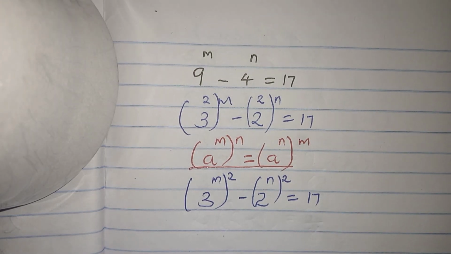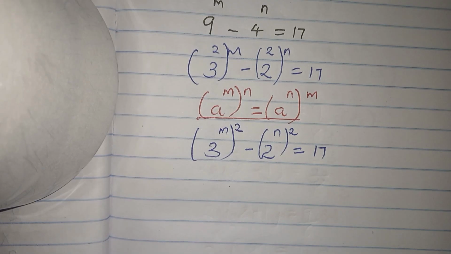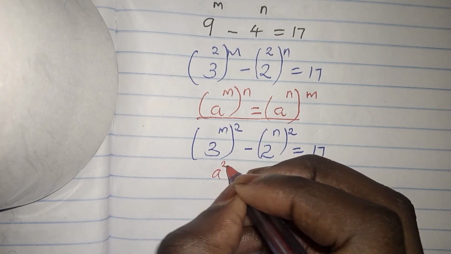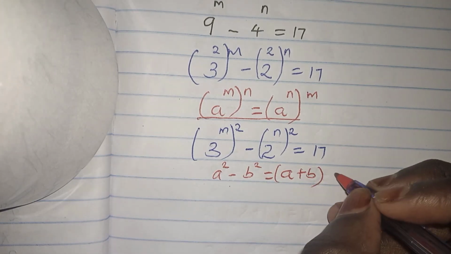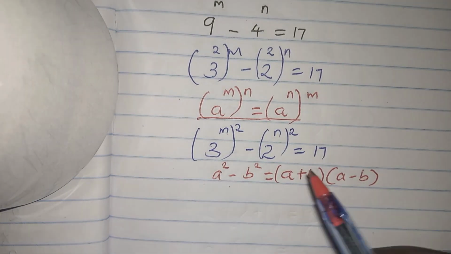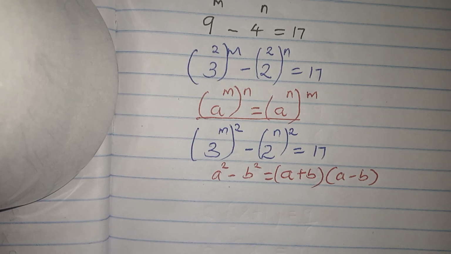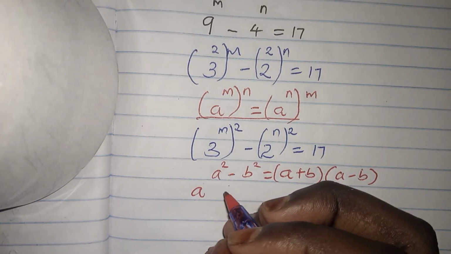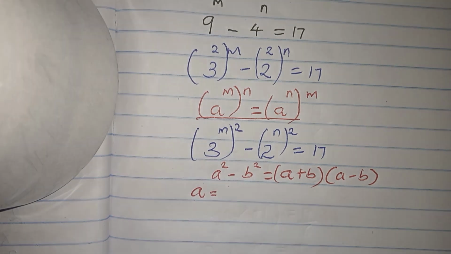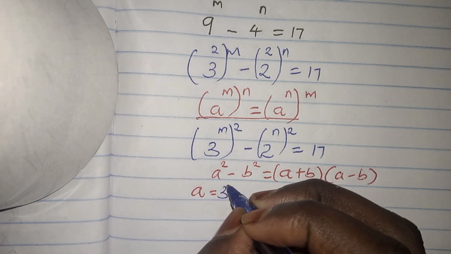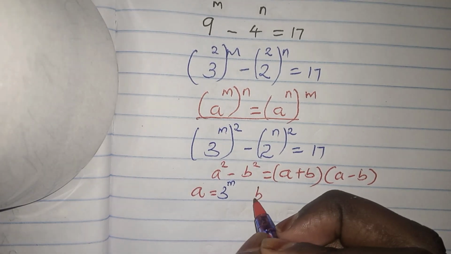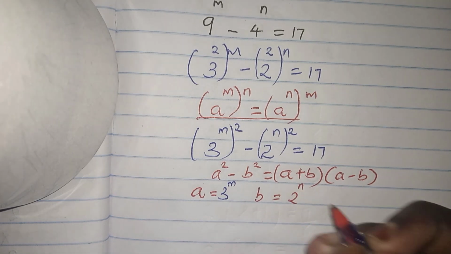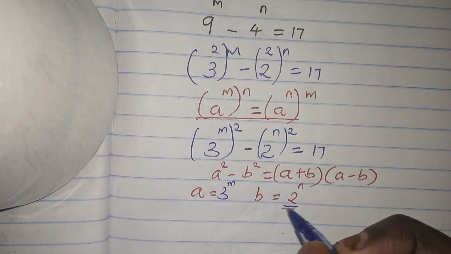Next step, you can see this is the difference of two squares. We have a square minus b square is the same as a plus b into bracket a minus b into bracket. So this is the difference of two squares, whereby our a here is 3 to the power of m. 3 to the power of m is our a, and our b is 2 to the power of n. 2 to the power of n is our b.